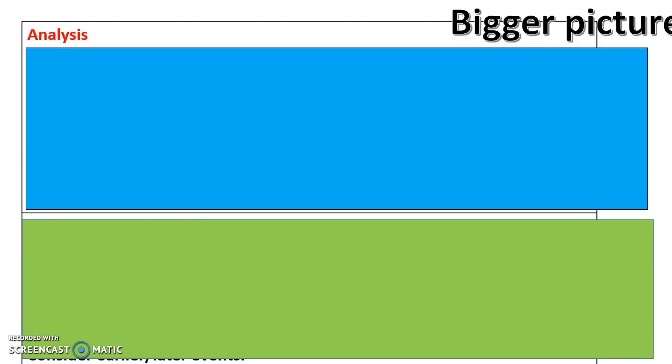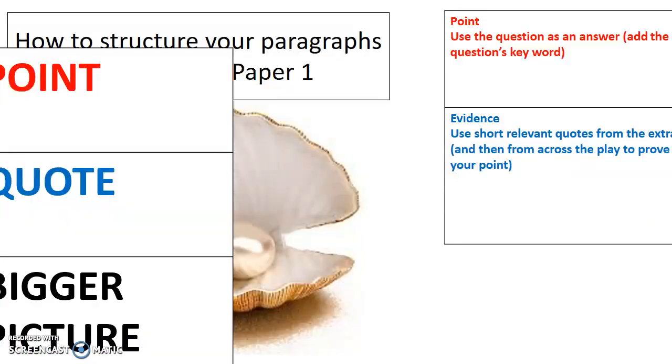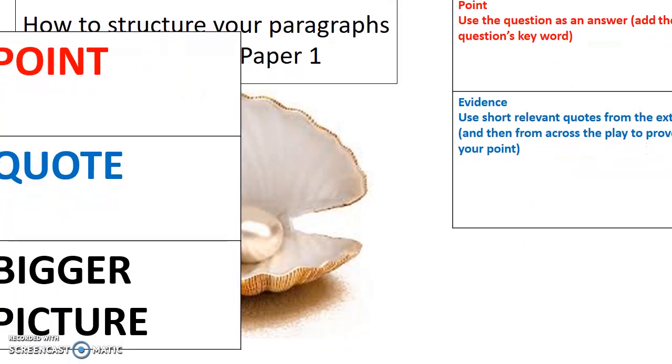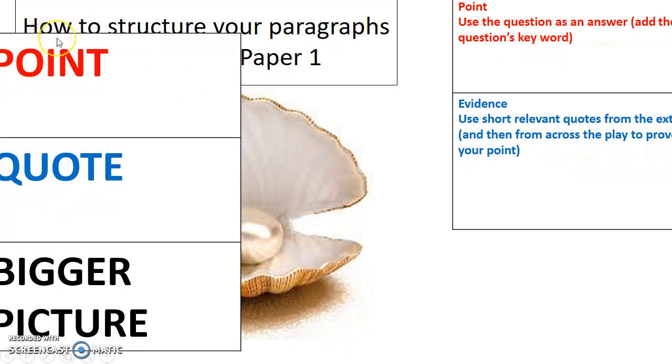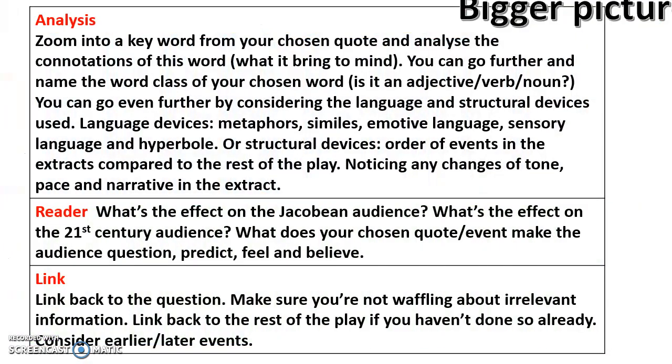So moving on now to what was it called? PEARL. Okay, point, evidence, analysis, reader, link. But some of us find PEARL just too long-winded. And to help you, I think you should bear in mind something which is even easier: point, quote, bigger picture. So point, using the question as an answer; quote, a short quote to prove a point; bigger picture is all of these things: analysis, reader, and link.